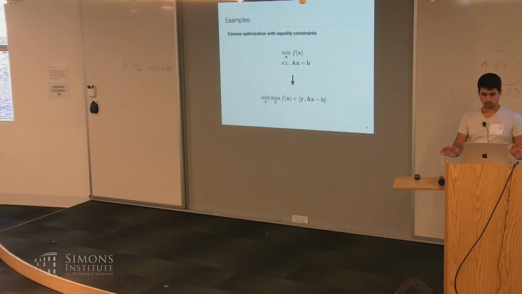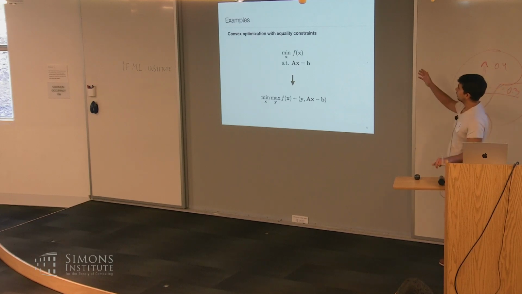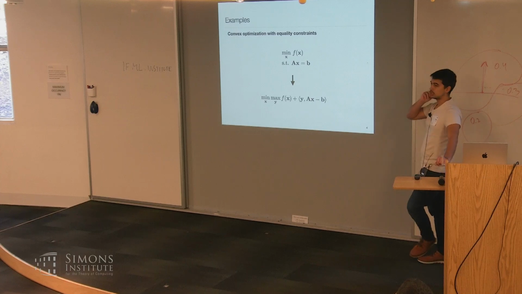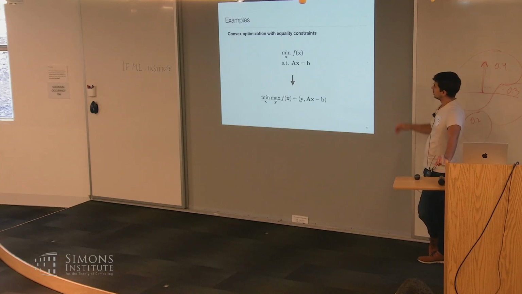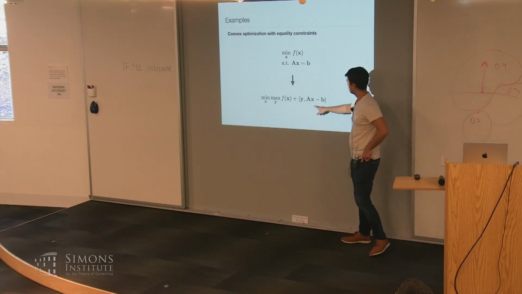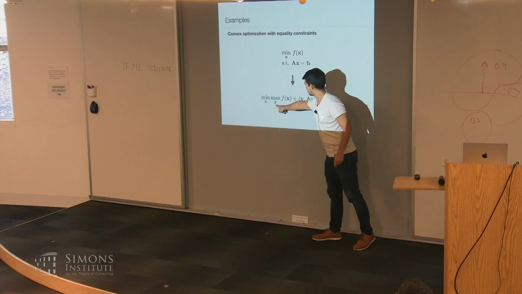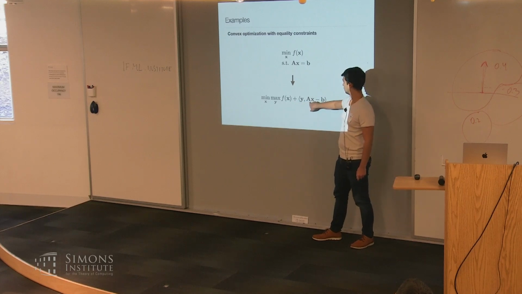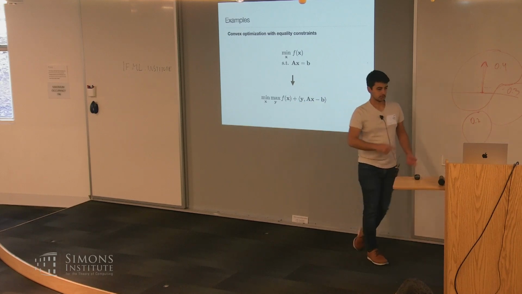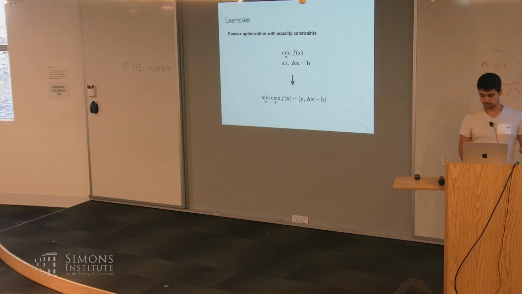To formalize some examples, let's say that we have a convex function we want to minimize, and we have an equality constraint. This is a linear equality constraint. One thing you can do is write the Lagrangian of it, where you penalize if you're infeasible, and then you maximize over this whenever the constraint is not satisfied. So you can solve this in an iterative min-max manner.